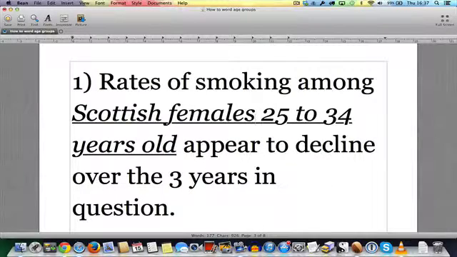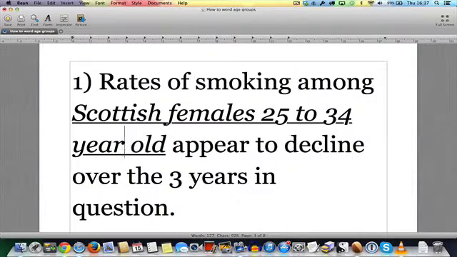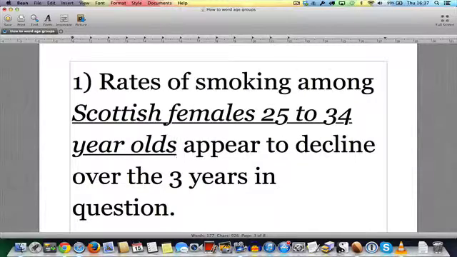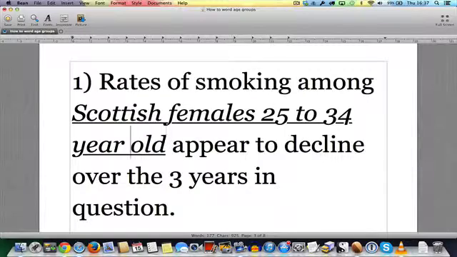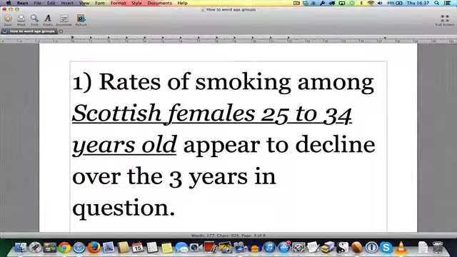I think that sometimes students get a little bit confused when they're using years old versus year olds. And if I were to write year olds, this would not be grammatically correct because it reads awkwardly. We have a noun here and then we have another noun, so it would be grammatically incorrect. So this would have to be Scottish females 25 to 34 years old.